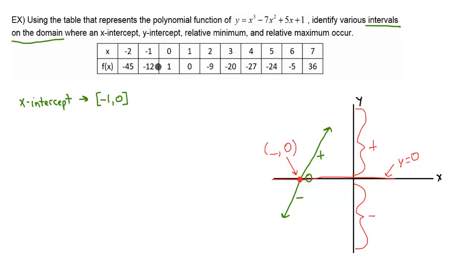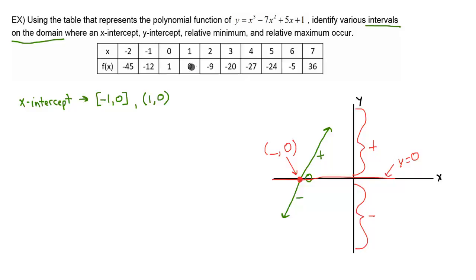And we're going to continue looking at our y values. From right here we have a y of 1, and then it gets down to 0, and that actually is an x-intercept, because we said that our x-intercepts happen when y is 0, and right here our y is 0. So I don't have to write an interval for that one. We could just write our actual point. So 1, 0 is going to be an actual x-intercept.